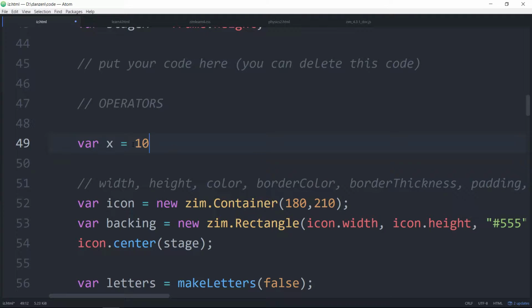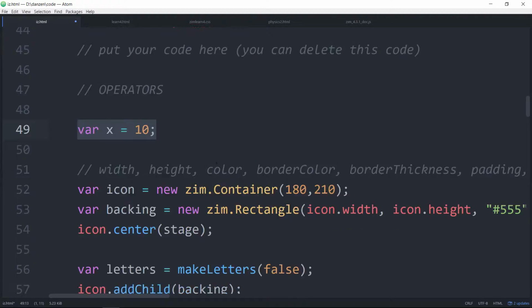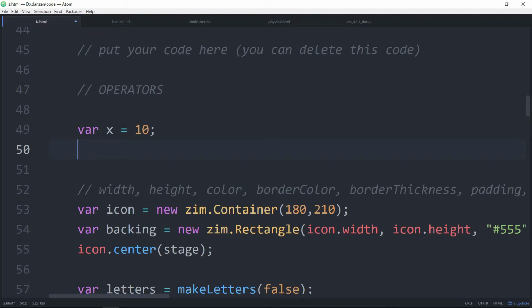Var x equals 10. And now this is a variable, and we'll take a look at what variables are in an upcoming what is session. But right now, let's concentrate on something small. That thing right there, that is an operator. So that's the assignment operator. We're assigning 10 to x. We're putting 10 into x. So x will now be 10.